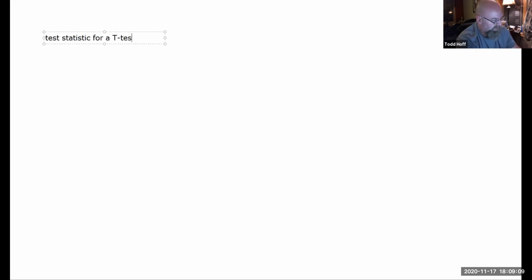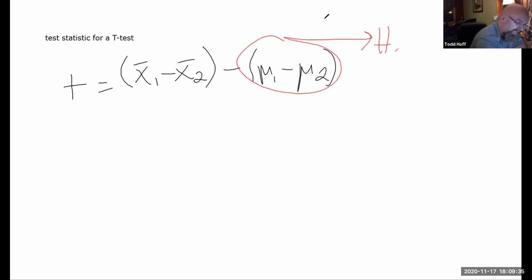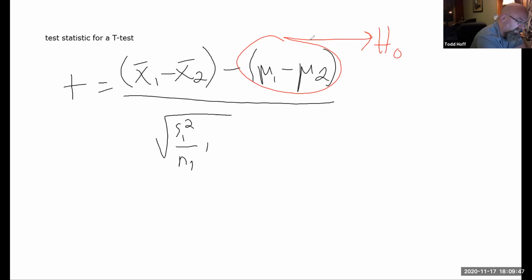for a t-test, t will be pretty much the same: x bar 1 minus x bar 2 minus mu1 minus mu2. Again, we won't know these values for mu, so we're going to use what we hypothesize in the null hypothesis. And all that changes is our standard error: now we use the sample standard deviations instead of the population standard deviations.